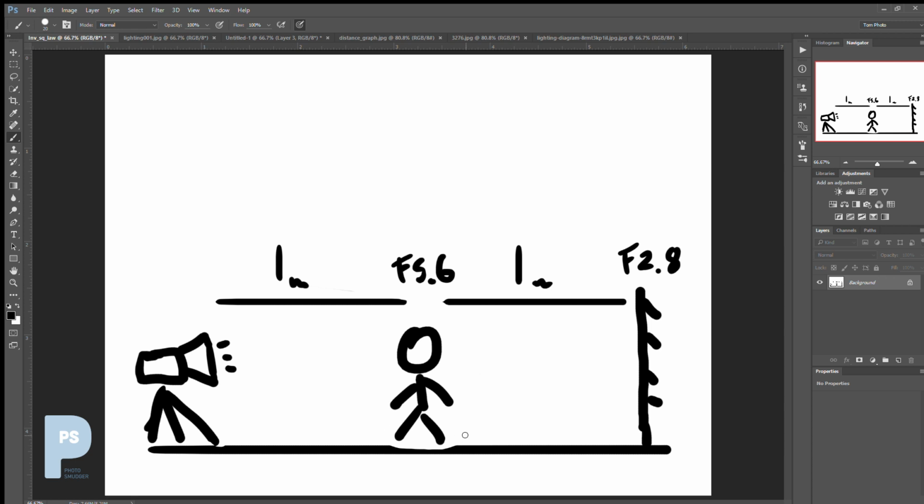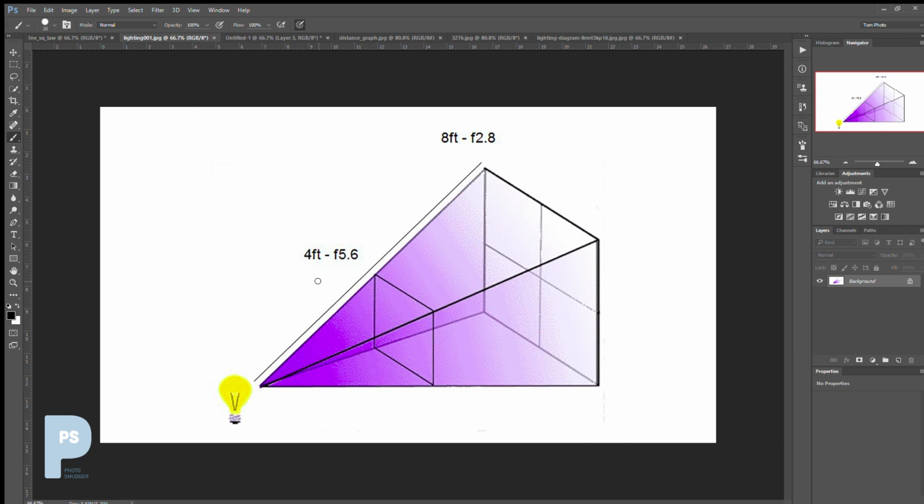So what we have here is basically a real-world representation of the same theoretical thing we saw earlier. So our correct exposure at 4 feet is f5.6. We double the distance, and there's now a quarter the amount of light, so the correct exposure here would be 2 stops less, f2.8, because 1 square now has to cover 4 squares.